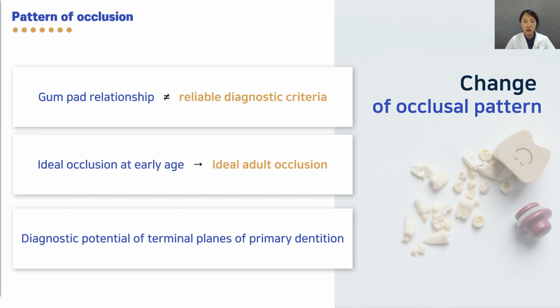Certain relationships in the primary and mixed dentitions can provide clinical clues as to whether a class 1 relationship will eventually develop. So, terminal planes of primary dentition have diagnostic potential regarding future occlusion.